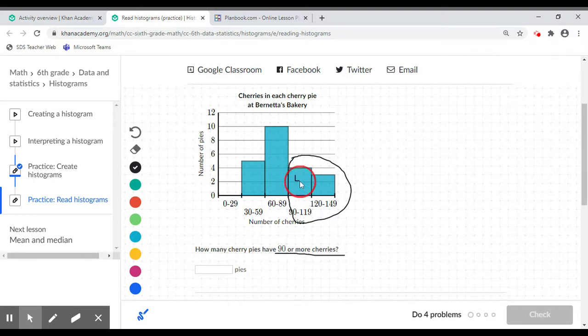So, for example, this one is 4. This one is halfway between 2 and 4. It must be 3. So how many cherry pies have 90 or more cherries? The answer would be 7. Be careful about the way it's worded in your question. A lot of people just would have said the answer is 4 because they see the 90 right there. Make sure you read carefully.